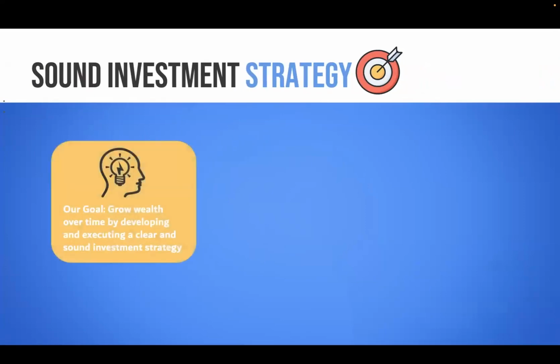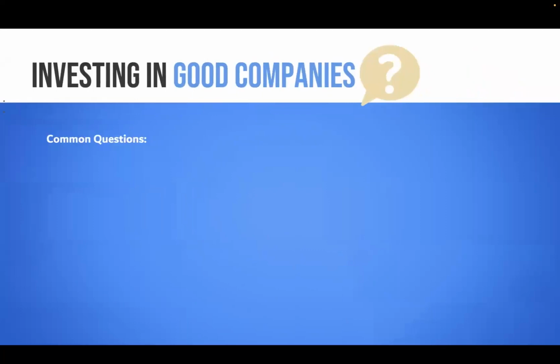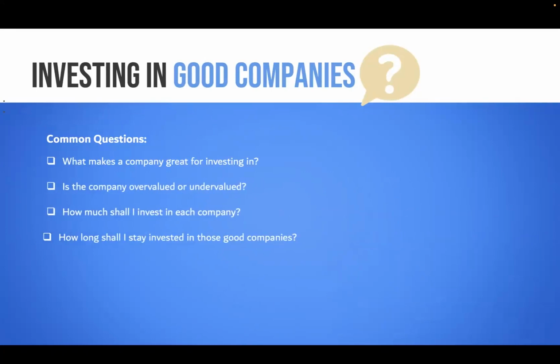All right. Since our goal is to grow wealth over time, here are some strategies you could use to accomplish that. You can invest in good companies, diversify your investments, do asset allocation, and be very disciplined, committed, cost efficient, and so on. But today we're going to be mostly focusing on how to invest in good companies. Some common questions about investing in good companies are: What makes a company great for investing in? Is the company overvalued or undervalued? How much should I invest in a company? Or how long should I stay invested in these companies? And many more.